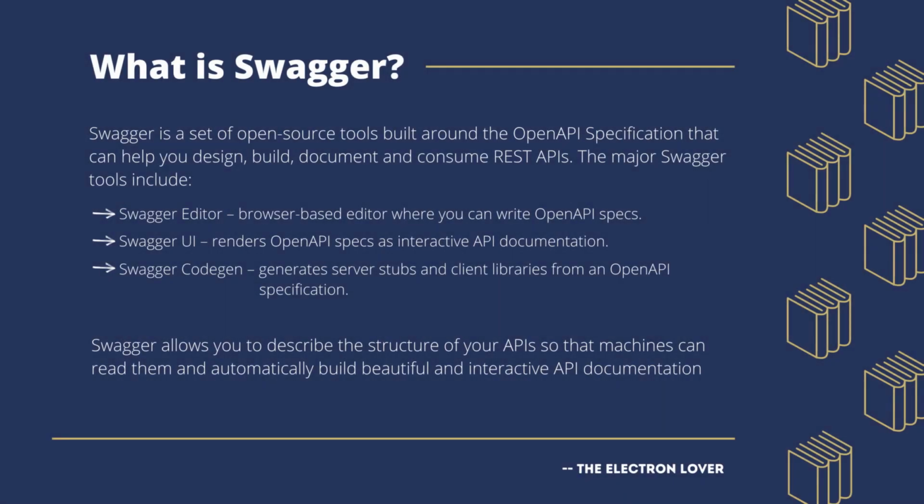Let's have a look at the tools that we will need for API documentation. So what is Swagger? Swagger is a set of open source tools which is built around the OpenAPI specification. Here we can build, document, test, and even host our REST APIs. The set of tools in Swagger includes Swagger Editor, Swagger UI, and Swagger CodeGen.